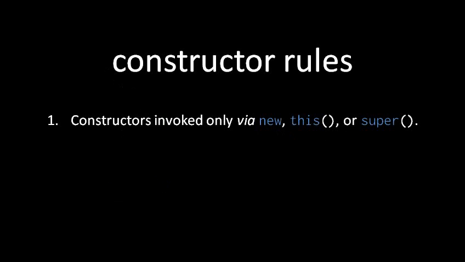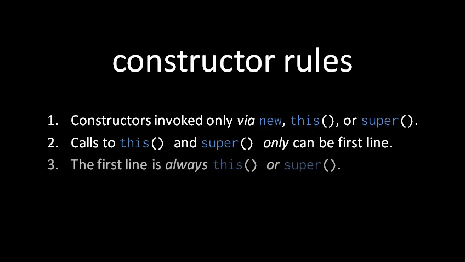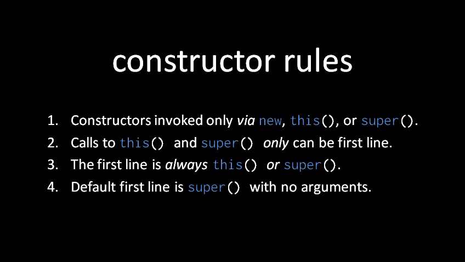The first rule is that constructors are only invoked via the new operator or via the references this and super. Second, invocations of this and super are only allowed as the first line of a constructor. And third, the first line of a constructor always invokes this or super. Never both, just one or the other. So in fact, when you see a constructor that doesn't start with a call to this or super, what's really going on is that by default, it is invoking super with no arguments as its first line.